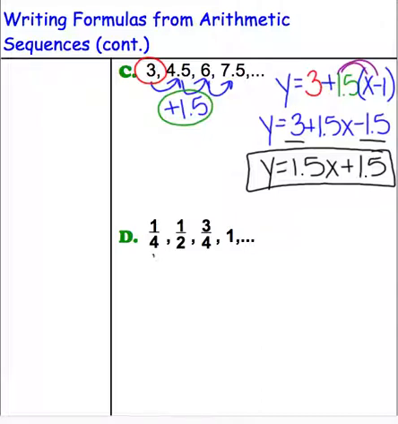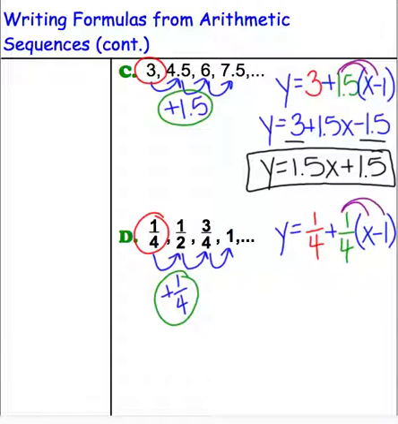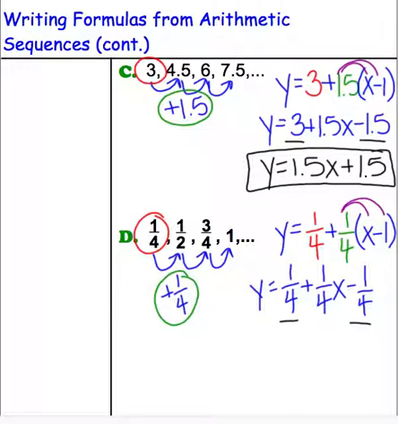Taking a look at this problem, let's see if you got it right. From 1/4 to 1/2, 1/2 to 3/4, and 3/4 to 1, each time we are adding 1/4. So when I create my equation, I've got y equals my start value of 1/4 plus my common difference, or the change, which is also 1/4, times the quantity x minus 1. So then I can go ahead and distribute that 1/4, which will give me y equals 1/4 plus 1/4 x minus 1/4, which is an awful lot to deal with. So then, when I simplify, I have a positive 1/4 and a negative 1/4, which conveniently cancel, which gives me a final equation of y equals 1/4 x.